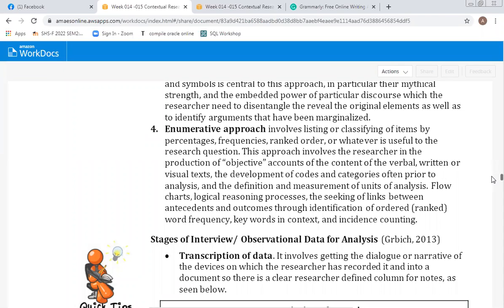Okay? Nagbilang ka, nag-percentage ka, anything about numbers and accounts. Okay? It should be objective. Pag nag-usap tayo ng numbers, class, it's objective. Hindi nagsisinungaling ang numbers. Okay? It is always exact. Pag nag-usap tayo about numbers in research, it's always exact. Okay? And numbers do not lie. Numbers do not lie. So we have the enumerative approach.